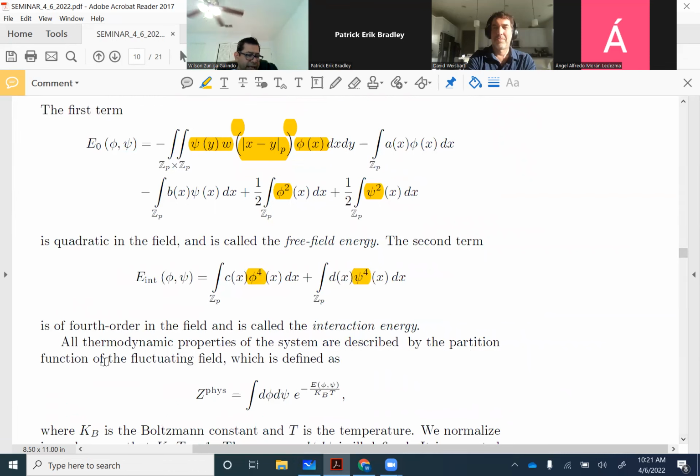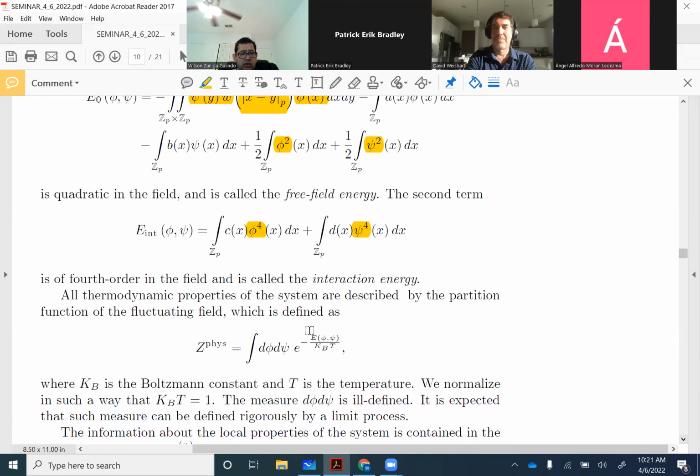Now, again, all the thermodynamic properties of the system are described by the partition function of the fluctuating field. This is the definition of the partition function, okay? This is the Boltzmann factor. Notice that here I'm using, let me increase the size.